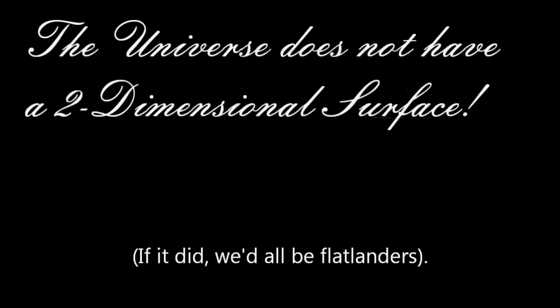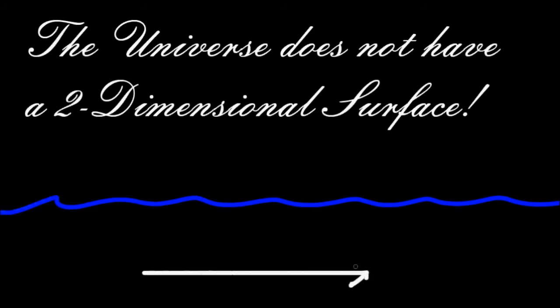The universe does not have a two-dimensional surface. In our universe, we move through three spatial dimensions and one dimension of time. Spatially, we move forward along the x-axis, upwards along the y-axis, or side to side along the z-axis. Moving through the universe is kind of like moving through the ocean in that regard.